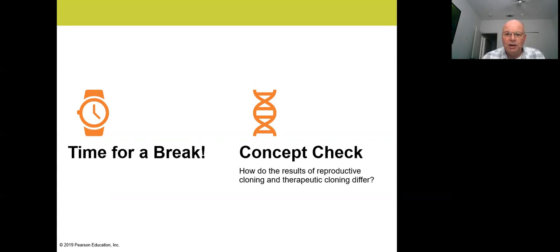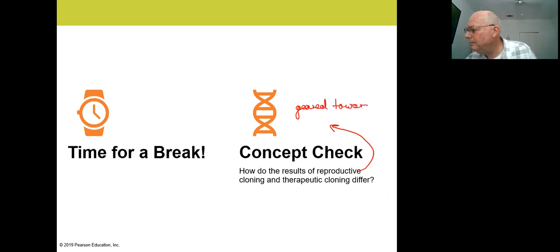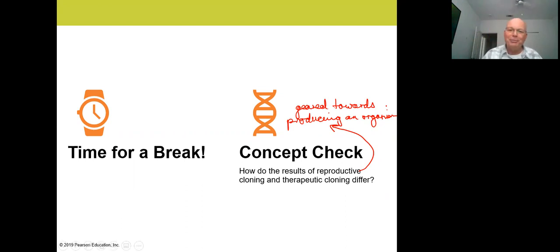Let's take a look at the concept check question. How do the results of reproductive cloning and therapeutic cloning differ? Reproductive cloning, let me put it up here. Reproductive cloning is geared towards producing an organism, right? It's all about reproduction. So the aim here is to produce a new organism.